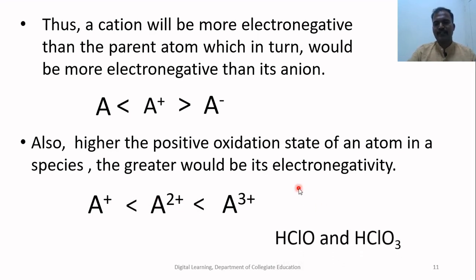Then you consider an example. Here I have taken hypochlorous acid and chloric acid. Here the chlorine is having +1 oxidation state. Here the chlorine is having +5 oxidation state. So the chlorine in chloric acid is more electronegative when compared to the chlorine present in hypochlorous acid.